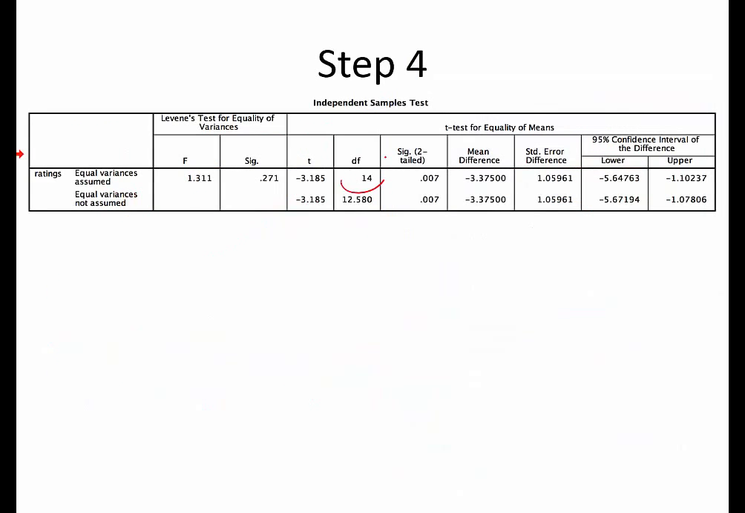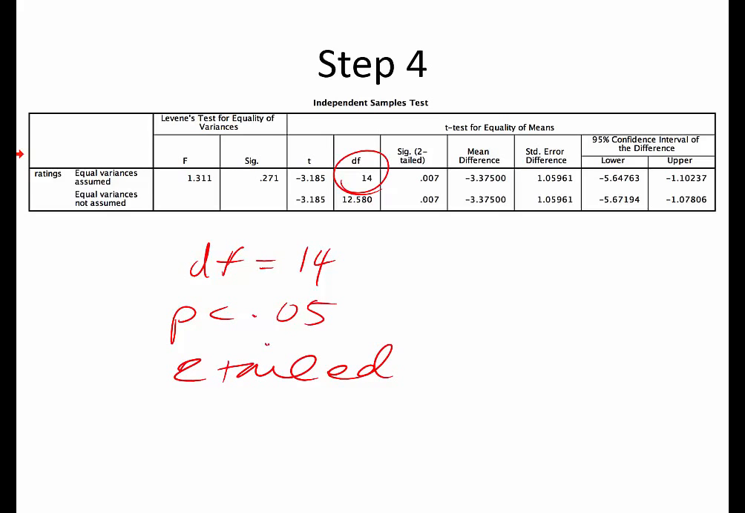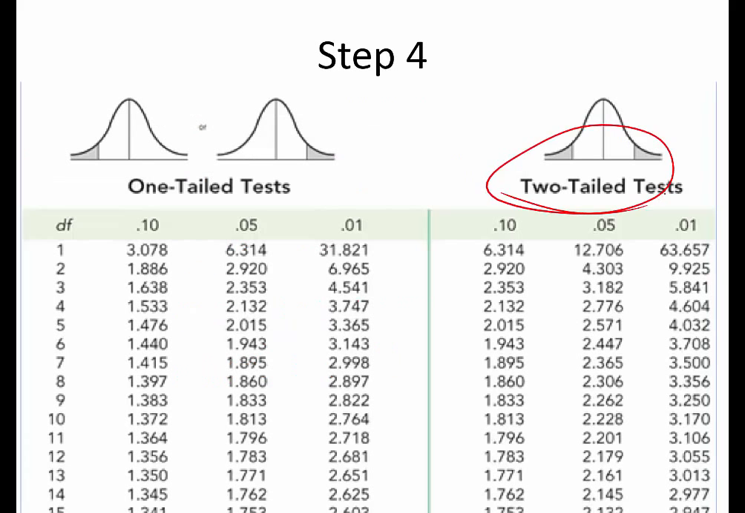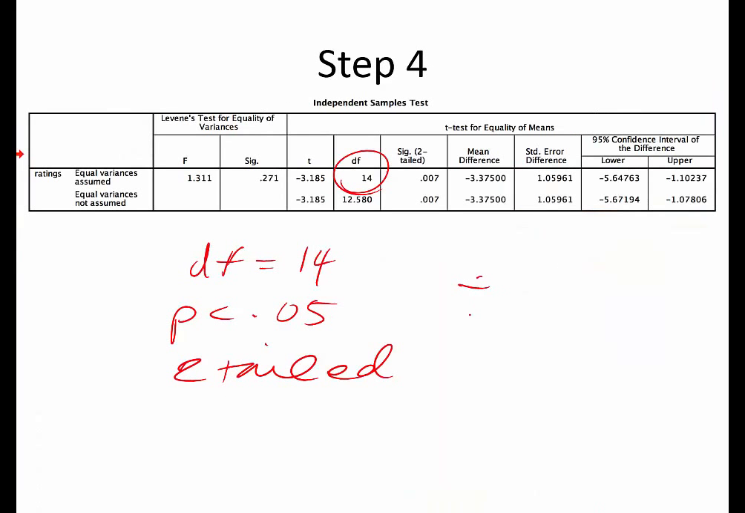Okay, so step 4, I got my degrees of freedom is 14. And then I'm going to go p less than 0.05, and I did a two-tailed test. So here's my two-tailed side, 0.05, degrees of freedom is 14, all the way down here at the bottom. It won't let me draw. There we go. So 2.145. So the answer is plus and minus 2.145.